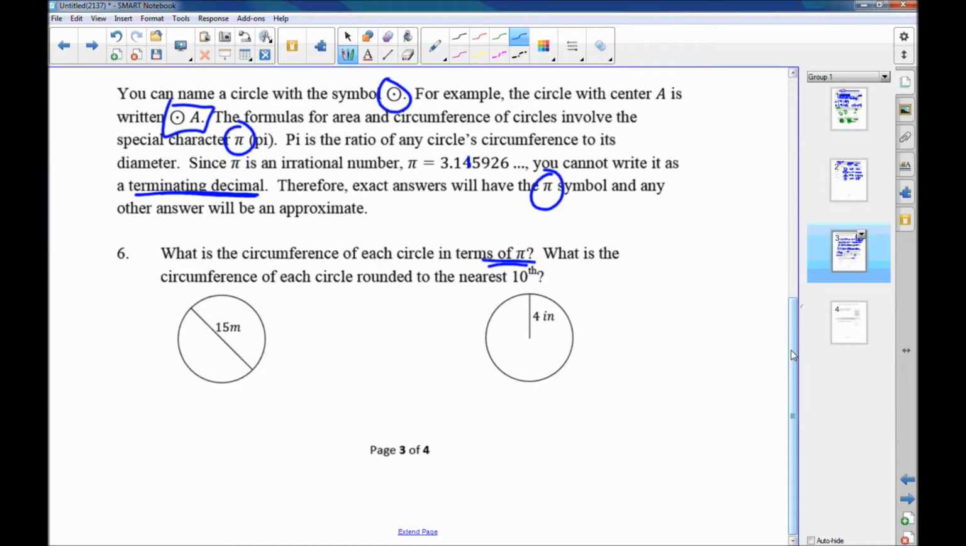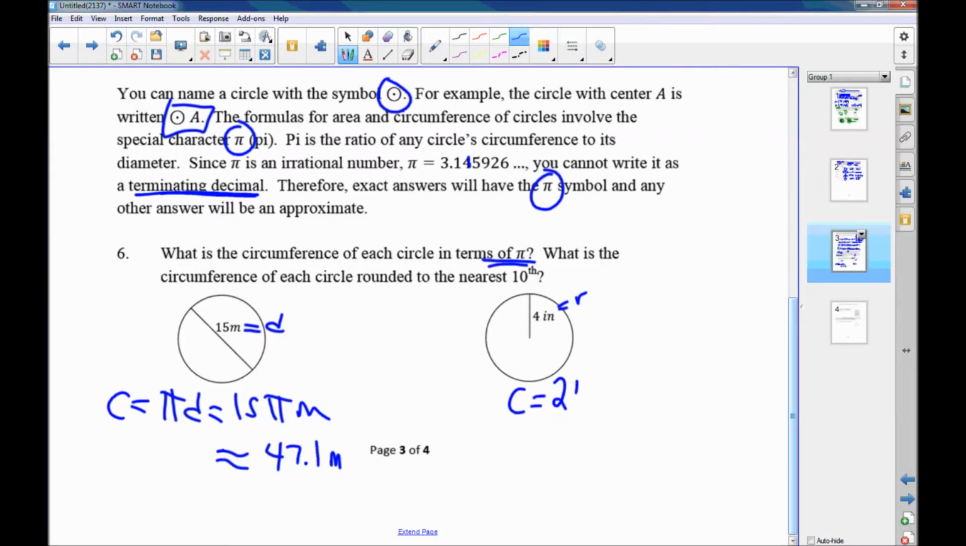So what is the circumference of each circle in terms of pi? The circumference formula has 2 choices: 2 pi r or pi d. Since this is a diameter, I'm going to use pi d. So this would be 15 pi meters. That's the exact answer. And then we're asked to round it to the nearest tenth. So 15 times pi will give me 47.1 meters.